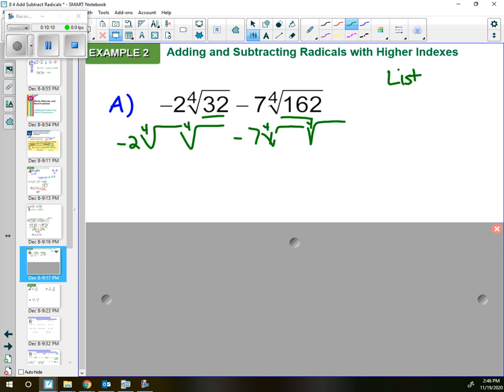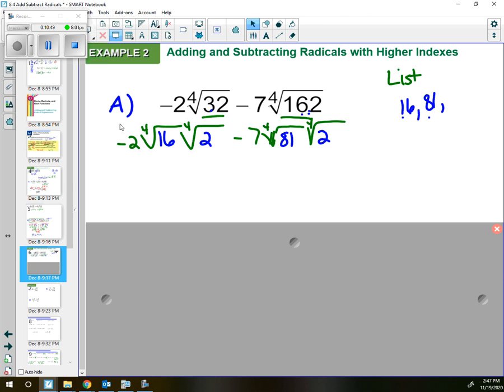Are there any perfect fourths that would divide into these numbers evenly? Let's start with the 32. Okay, so 32, let's do our perfect fourths. So 2 to the 4th is 16, 3 to the 4th is 81, and then I don't even think we need anything bigger. So does the 16 divide into 32? Sure does. 16 times 2. And then let's try 162. Does 16 divide into 162? I don't think so, but does 81 divide into 162? Sure does. How many times? 2. Just go up the line. Just start on your perfect fourth list and just start dividing the numbers by those perfect fourths. Find the biggest one that divides in there evenly.